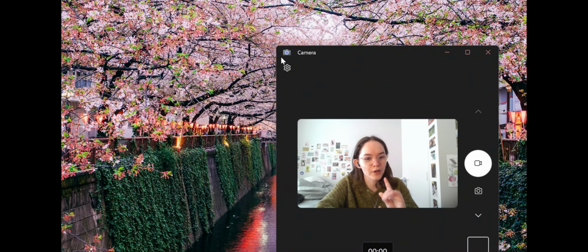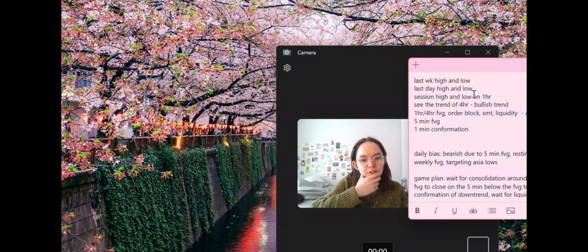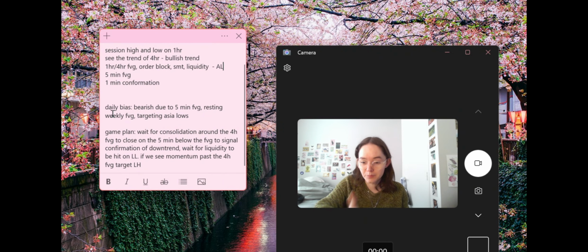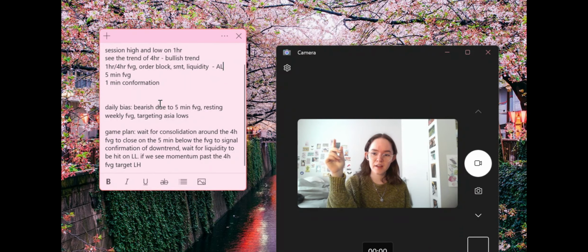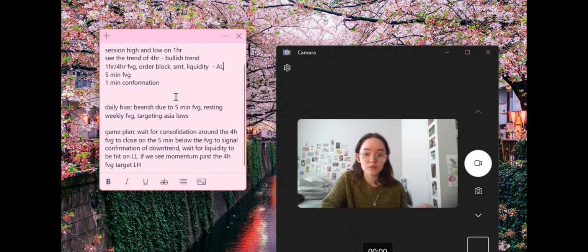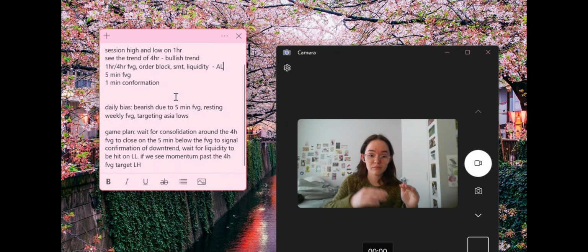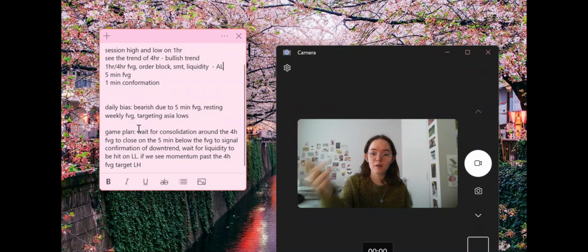I just want to say something before I get into the actual trade. I forgot to show you on the sticky note, but I wrote my daily bias and my game plan in the morning when I was taking the trade. And like I said, it would be bearish due to the 5 minute fair value gap. It was resting at the weekly fair value gap, and I wanted to target Asia lows. My game plan was I would wait for consolidation around the 4-hour fair value gap to close on the 5 minute, below that fair value gap, and that would signal confirmation to the downtrend.